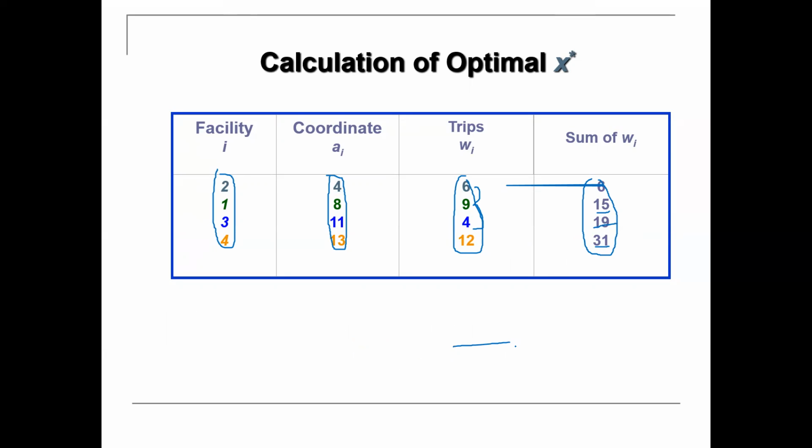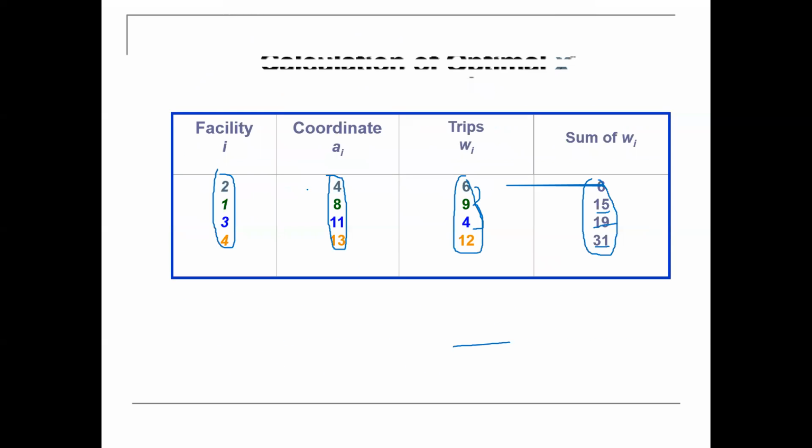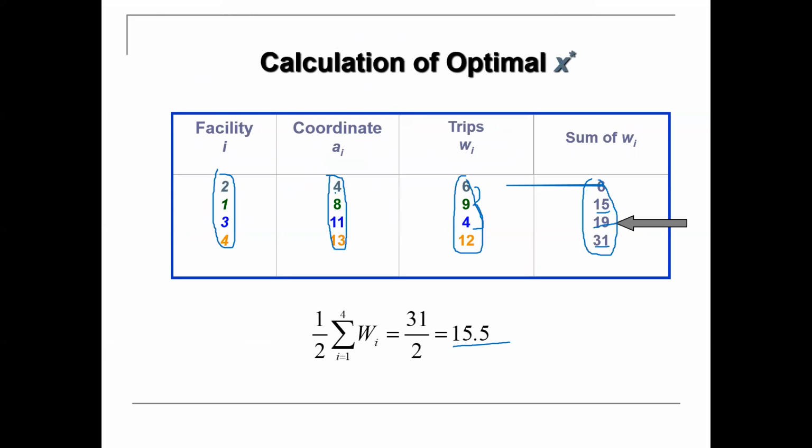So going back here, the optimal X is the value at which the cumulative weight is greater or equal to 1/2 of the sum of the weights. Okay, so in this case, that would be value 19. Which is going to give you a coordinate for X, which is going to be equal to 11. So X star is going to be equal to 11.